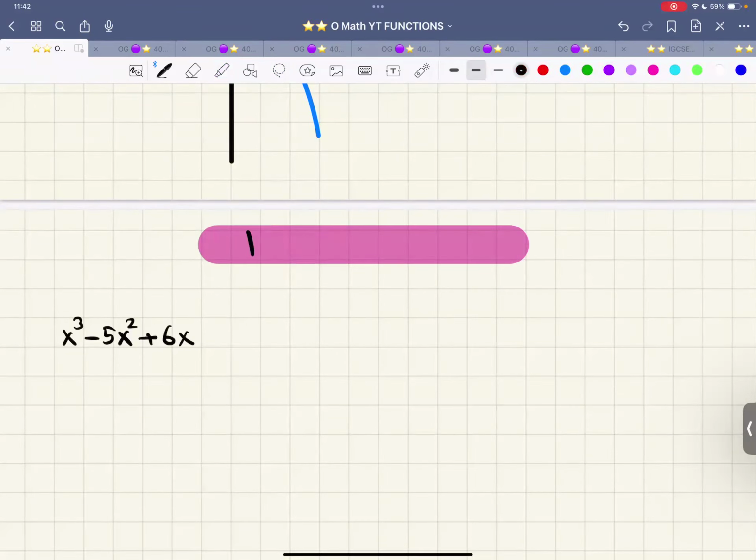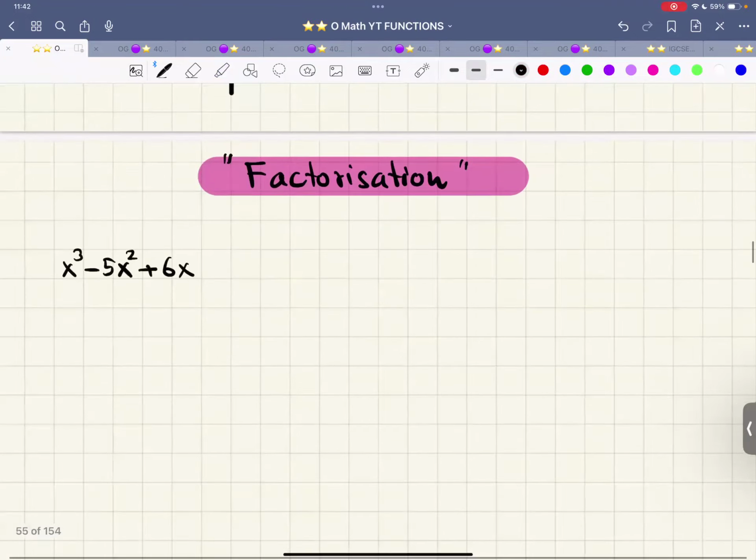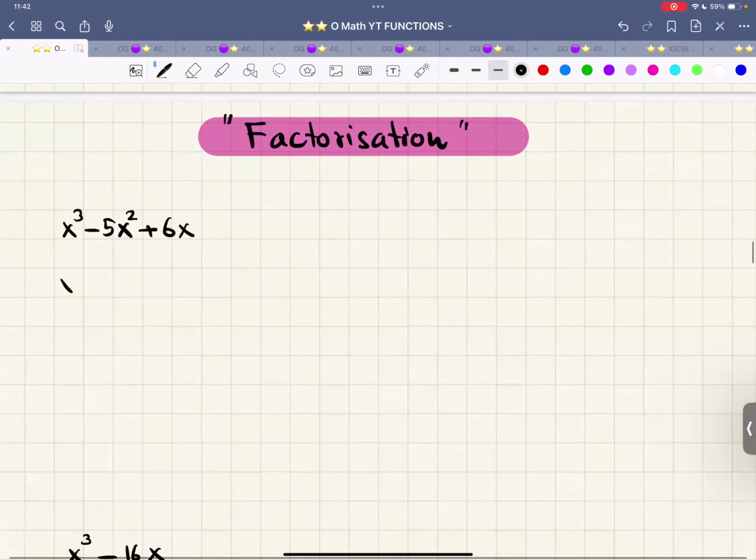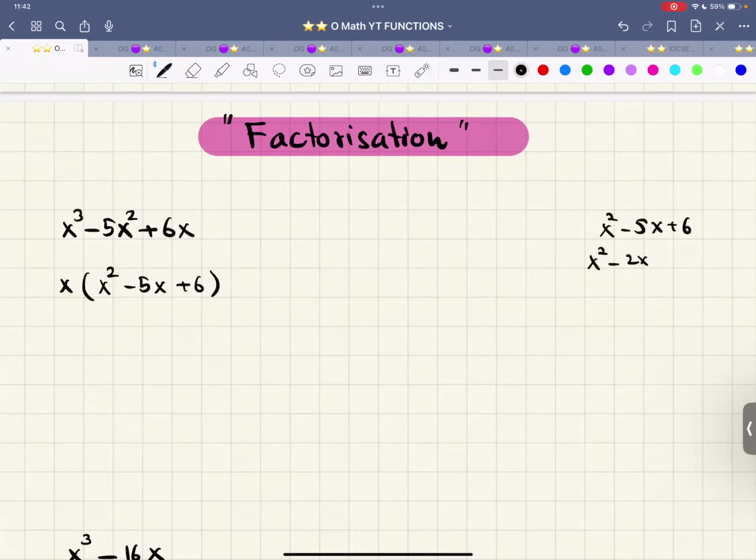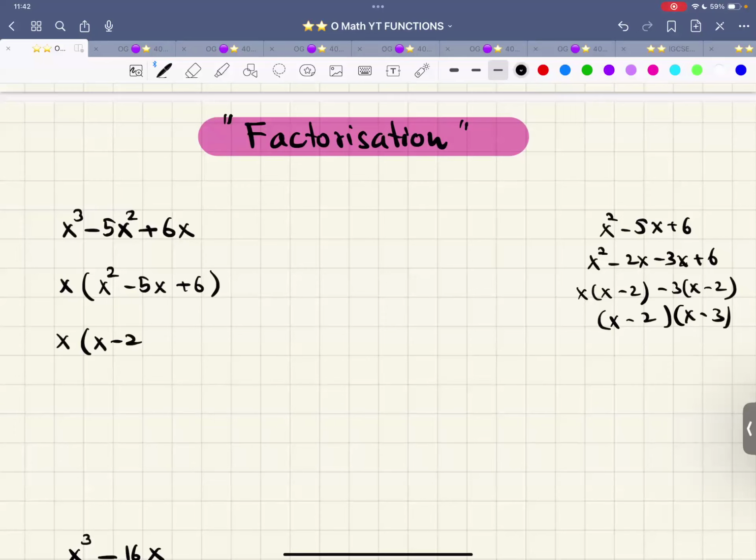So the focus is on factorization of a cubic without a constant term. Let's take x common. That is x squared minus 5x plus 6. Let me factorize x squared minus 5x plus 6, which is x squared minus 2x minus 3x plus 6, x bracket x minus 2 minus 3 bracket x minus 2, which is x minus 2, x minus 3, all good. So this is x, x minus 2, x minus 3.